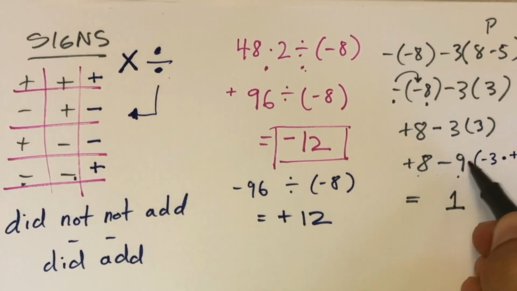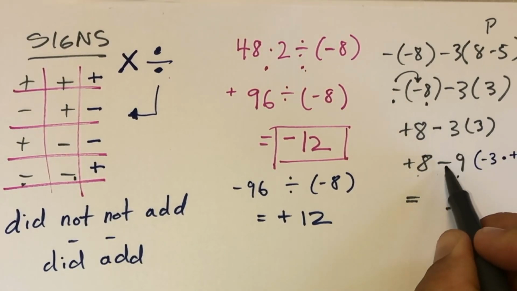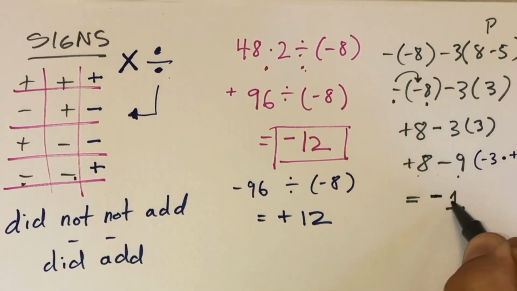If I have $8 and you have 9, we have a difference of $1. But what do we have more of? Well, we have more negatives. So actually, when we go through the difference, we're going to end up with negative 1. We're going to end up with one more negative here.